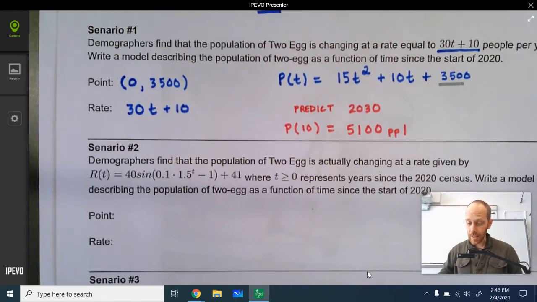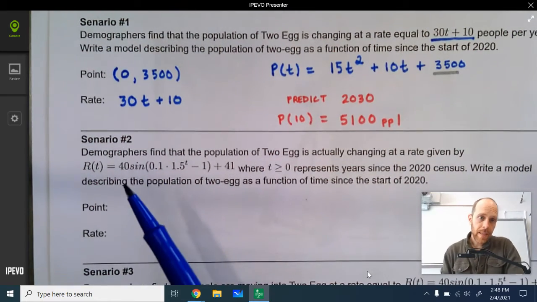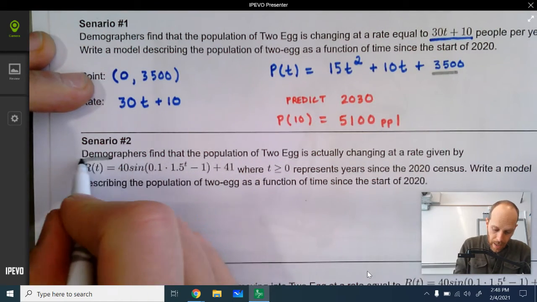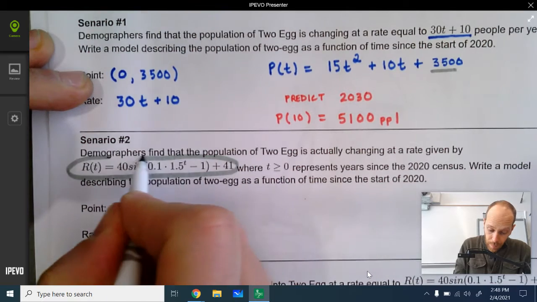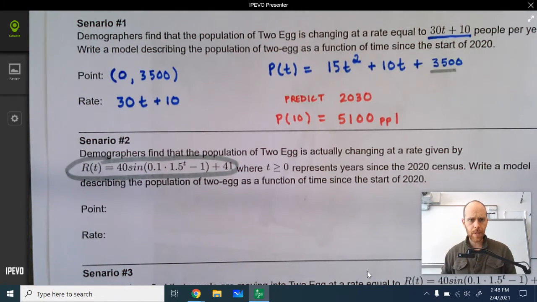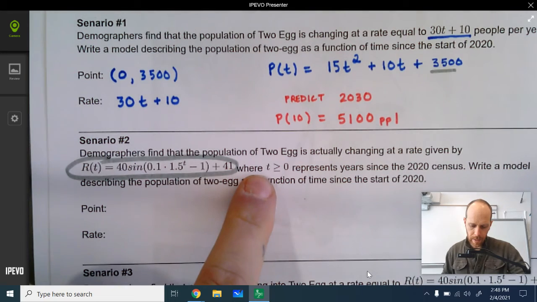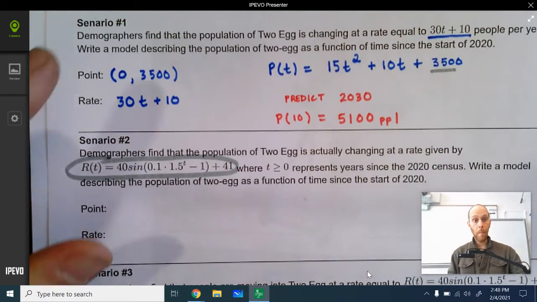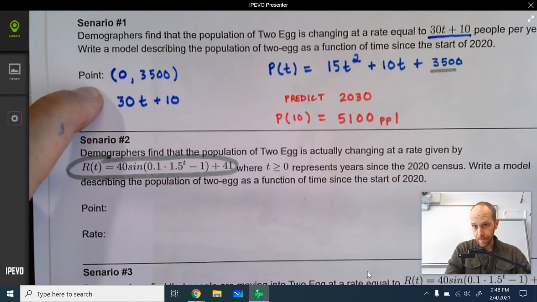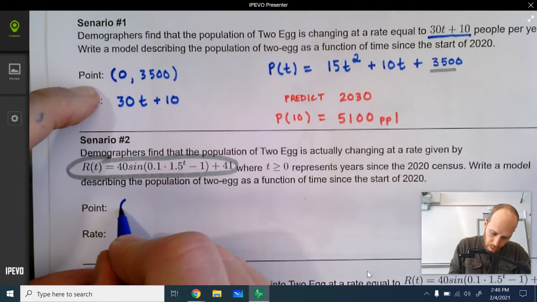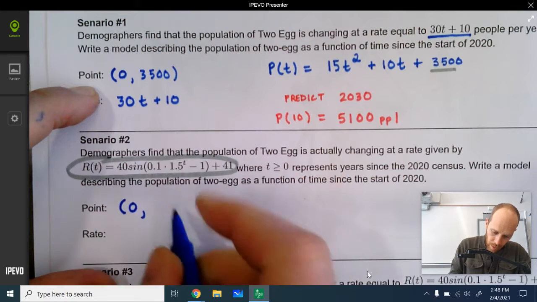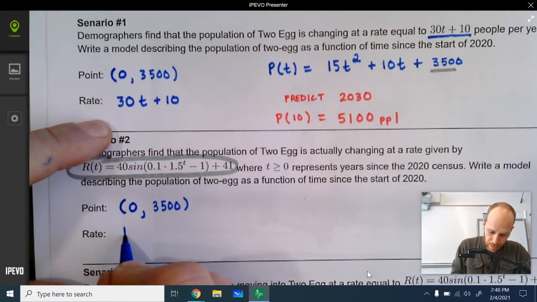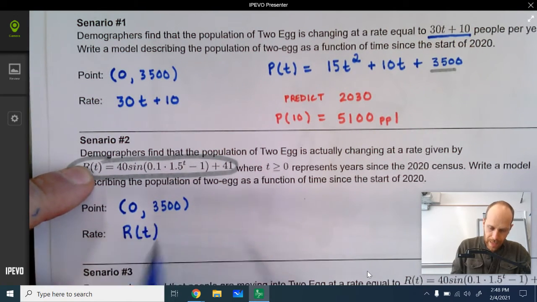All right, so now let's look at a slightly different situation. Scenario number 2. Demographers find that the population of 2EG is actually changing at a rate that is given by this function, which is complicated, so we'll keep it simple by calling it R of t, where t is greater than or equal to 0 and represents years since 2020. And once again, we want to write a model. Now, has the point changed? The point is still that at time 0, there are 3,500 people. What has changed is the rate. The rate is now this nasty-looking R of t function.